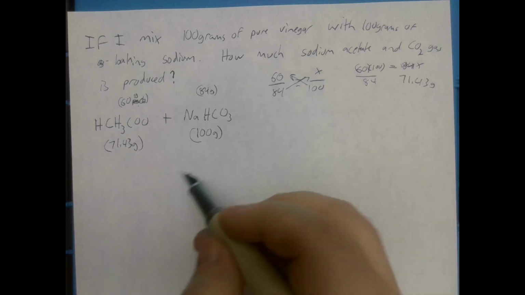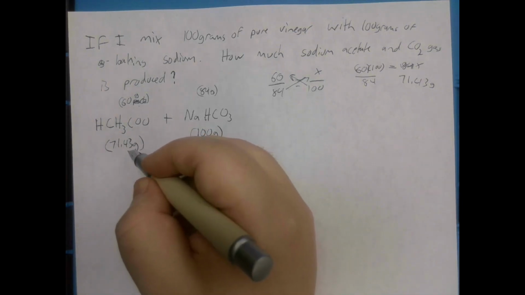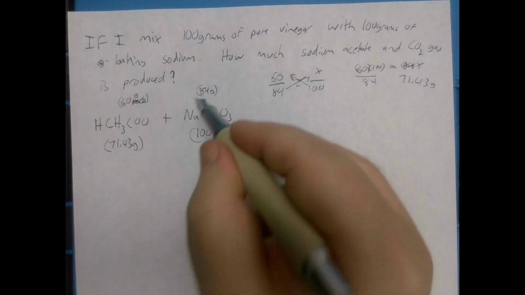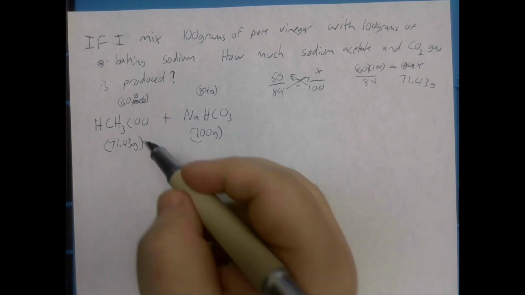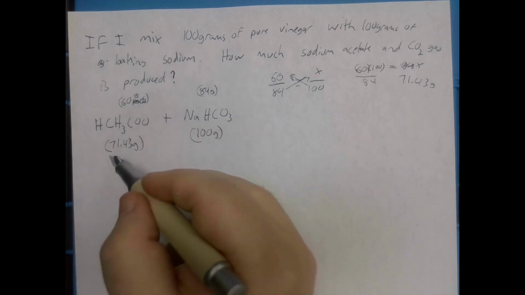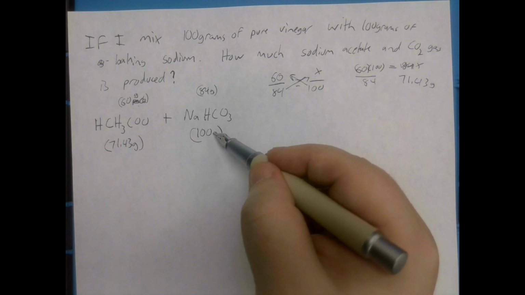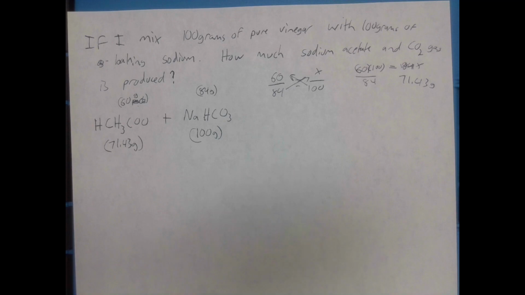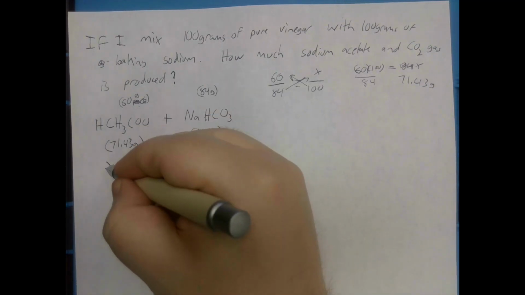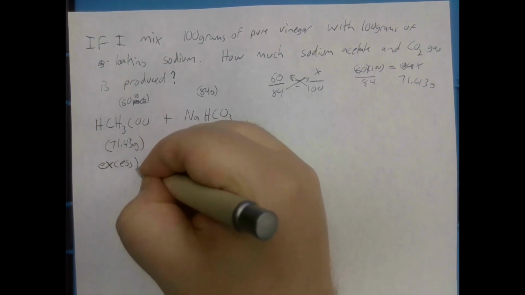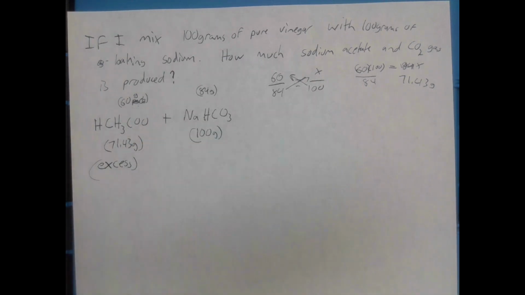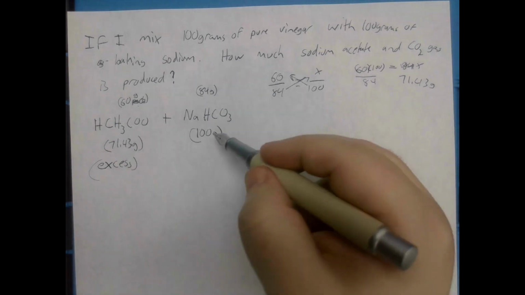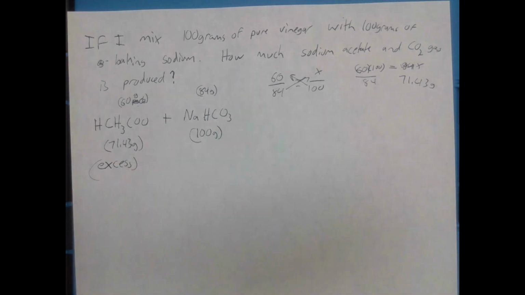So that means that we have an excess of about 29.5 grams, because the ratio is always going to be the 60 to 84 ratio. If I put 1 billion tons of this, it doesn't matter. Only 71.43 grams will react with 100 grams. Only 60 grams will react with 84 grams. So this is called being in excess. No matter how much vinegar I use, only 71.43 grams of vinegar will react with 100 grams of baking soda.